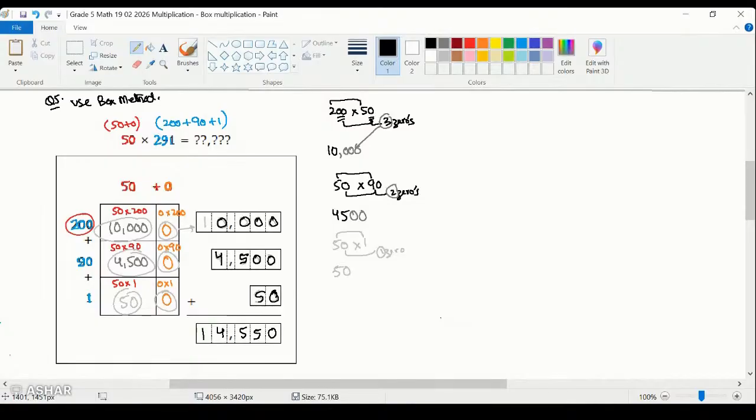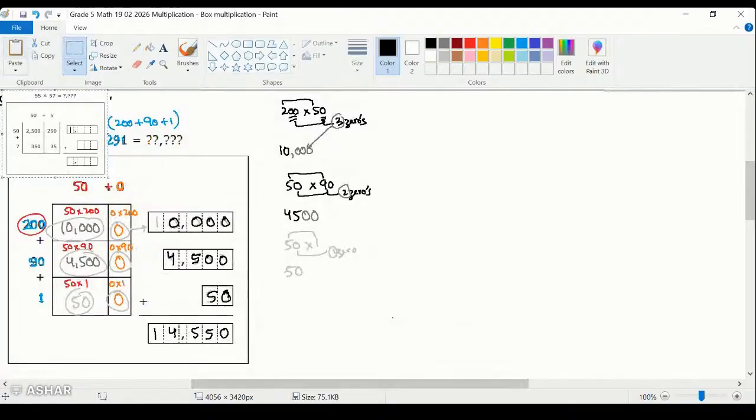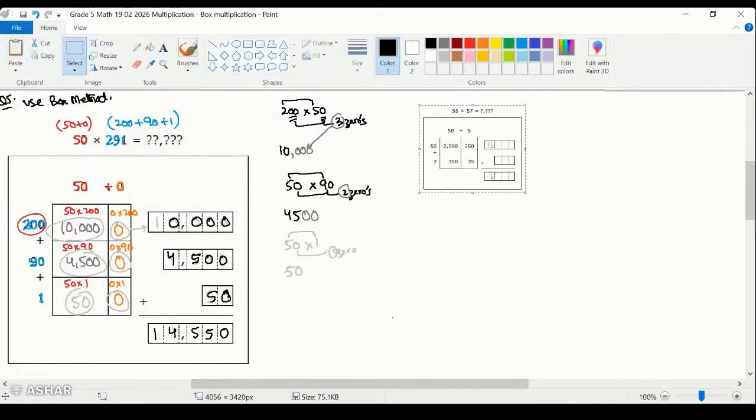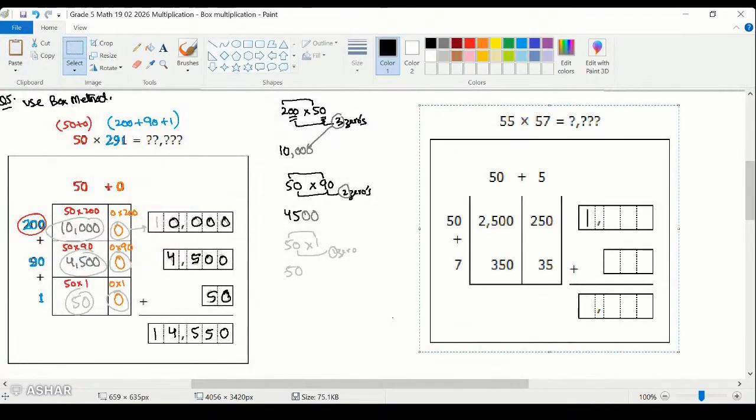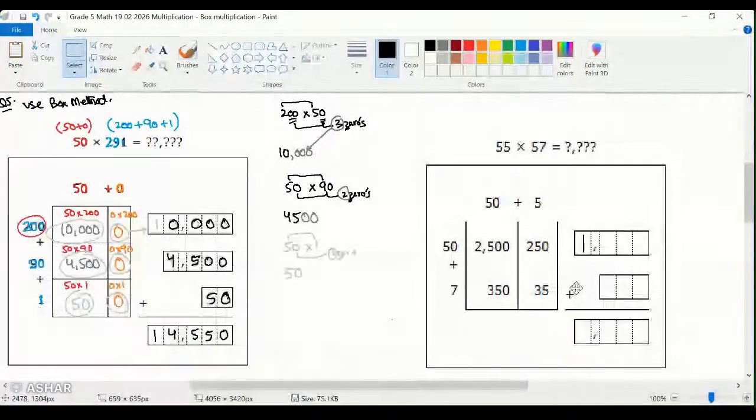Okay, thank you, Sami. For the next question, let's see it. It says use a box method to simplify and find the answer. I'll keep this on the screen and we'll do the next question. Just a minute.